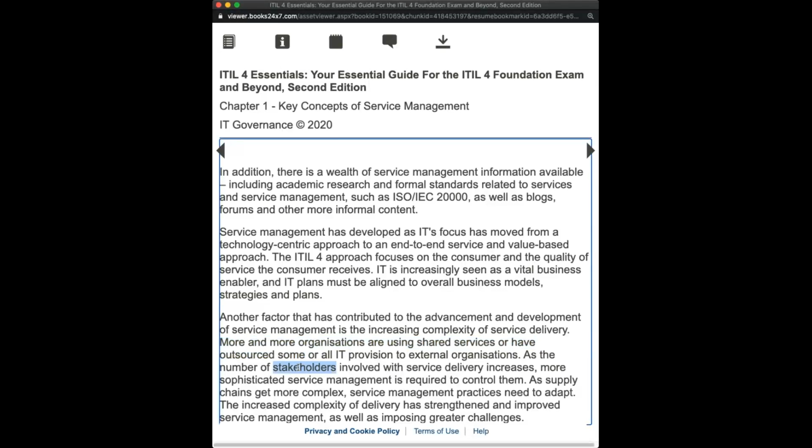As the number of stakeholders involved with the service delivery increases, definitely more sophisticated service management is required to control them, right? Because again, you would now have a lot of different expectations, a lot of different demands. As supply chains get more complex, service management practices need to adapt. Increased complexity of delivery has strengthened and improved service management as well as imposing greater challenges.